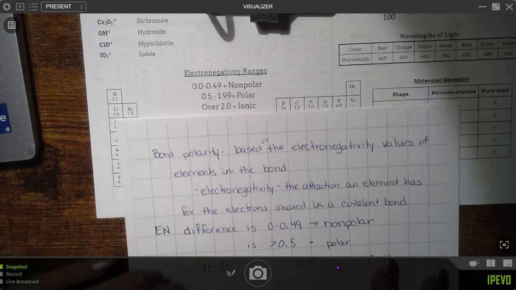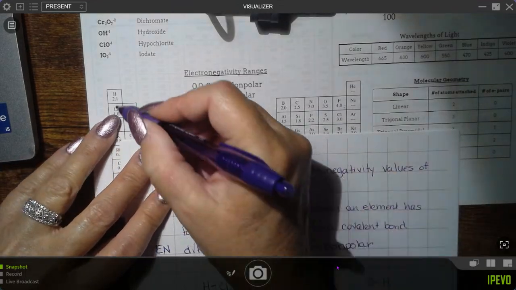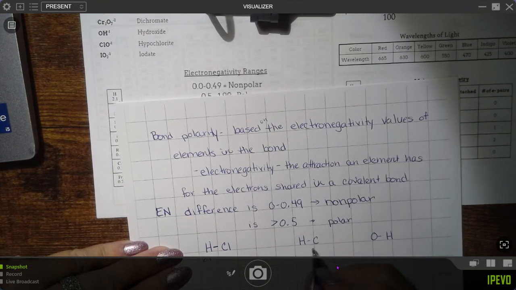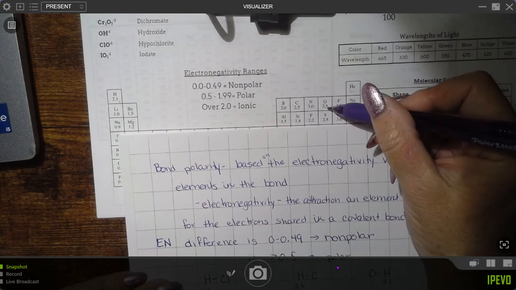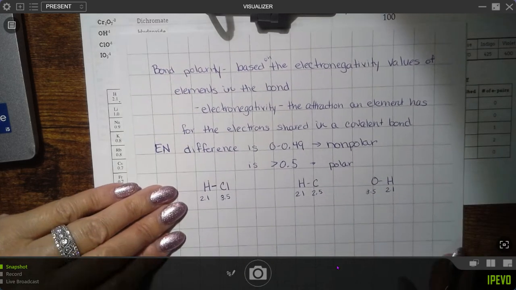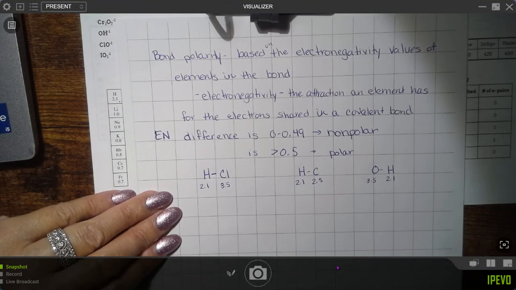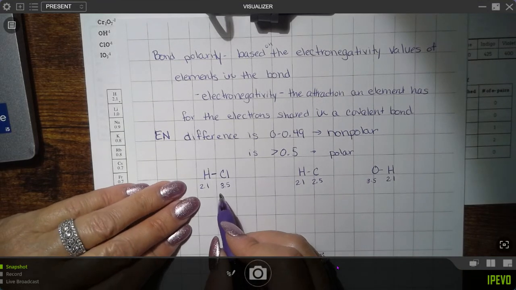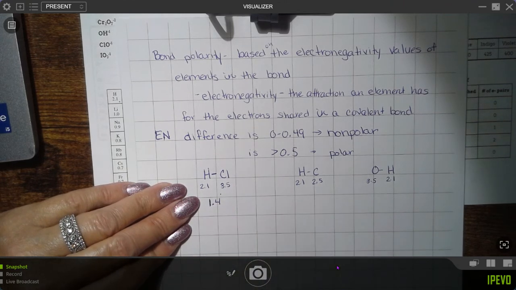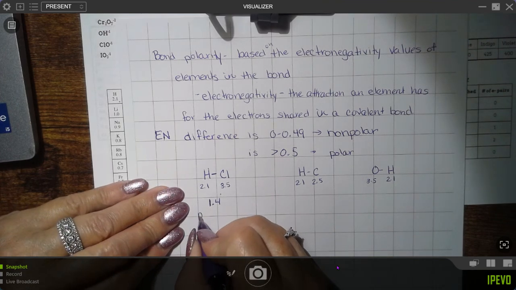If I look at my electronegativity table, hydrogen has an electronegativity value of 2.1. I'll put that for all three of those. Chlorine has an electronegativity value of 3.5. Carbon is 2.5, and oxygen is 3.5. To determine if these bonds are polar or nonpolar, we take the difference. So 3.5 minus 2.1 is 1.4. That's greater than 0.5. This is a polar bond.